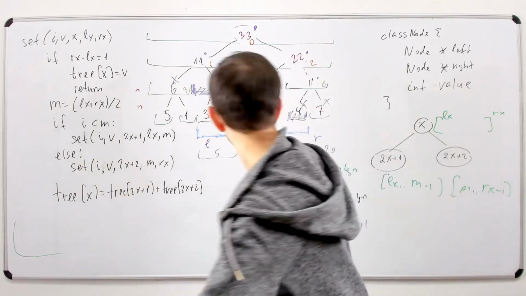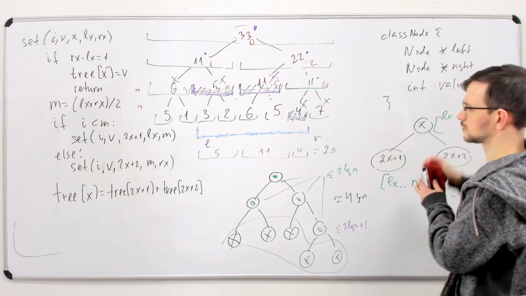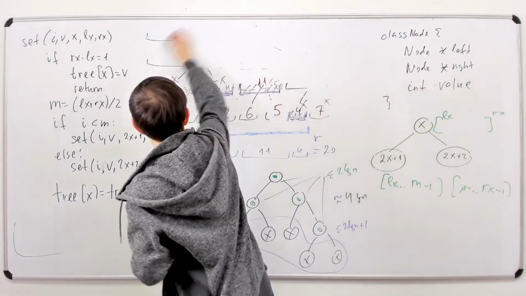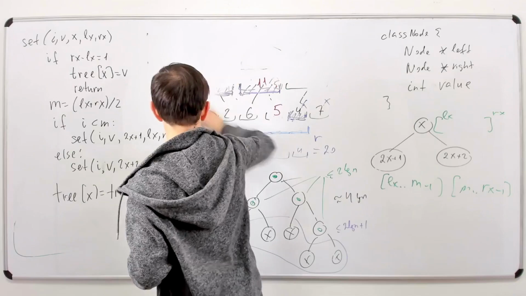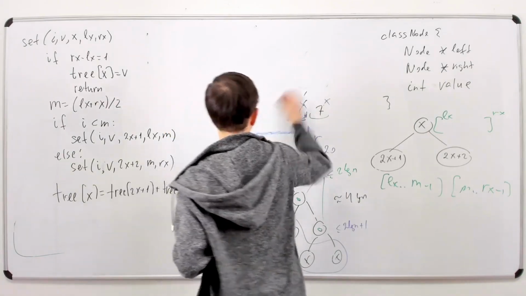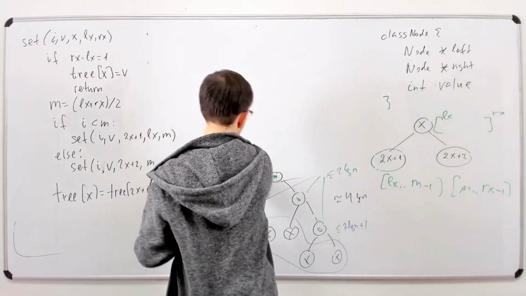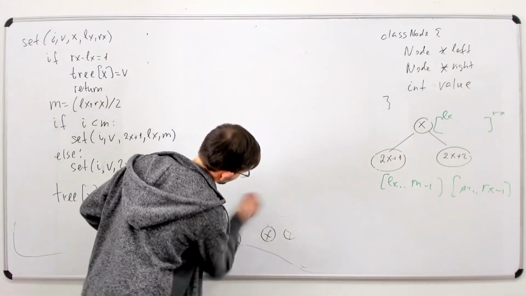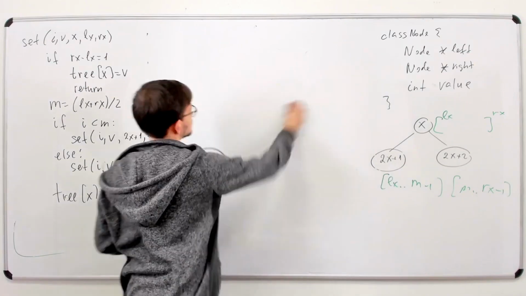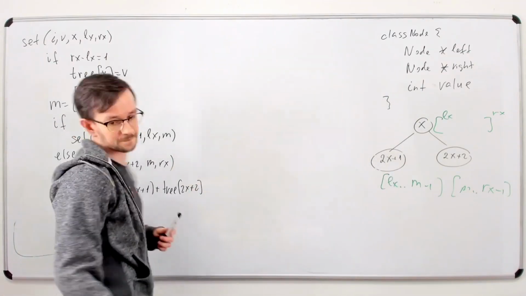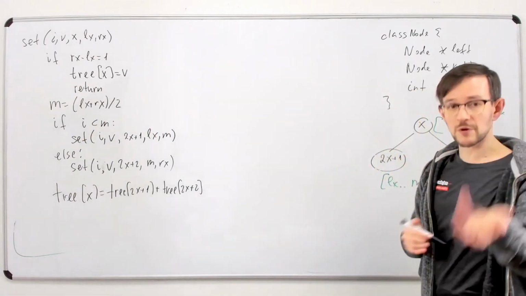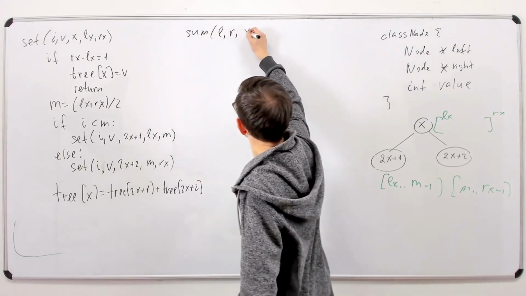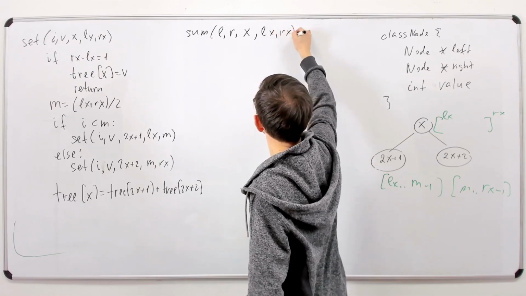Clear enough? Let's have the second operation. Again, the second operation is to calculate the sum. So we need to calculate the sum on elements from L to R in the subtree X with borders Lx and Rx.